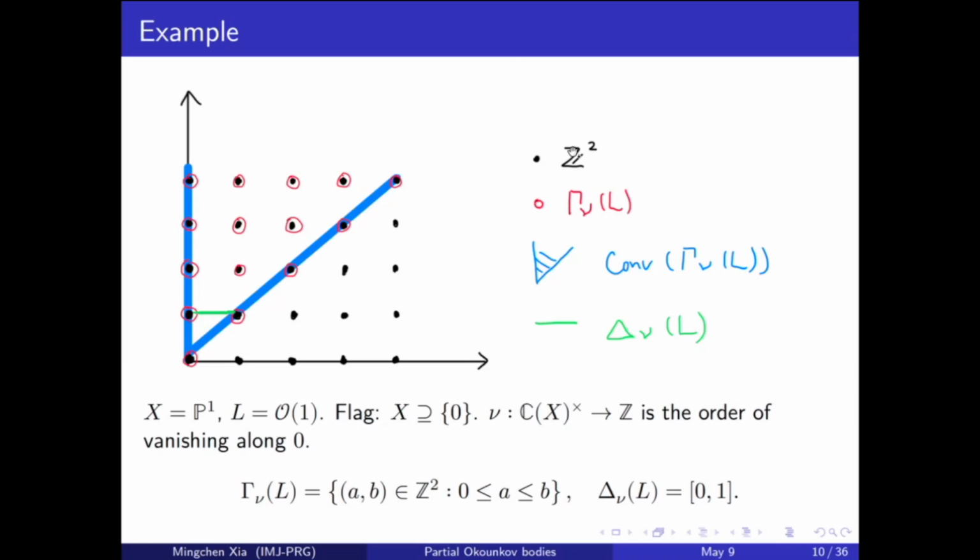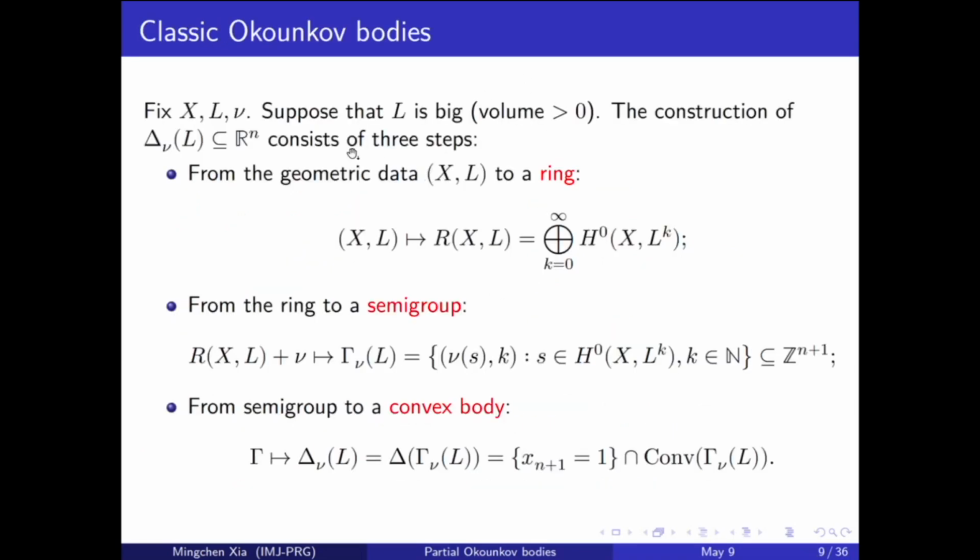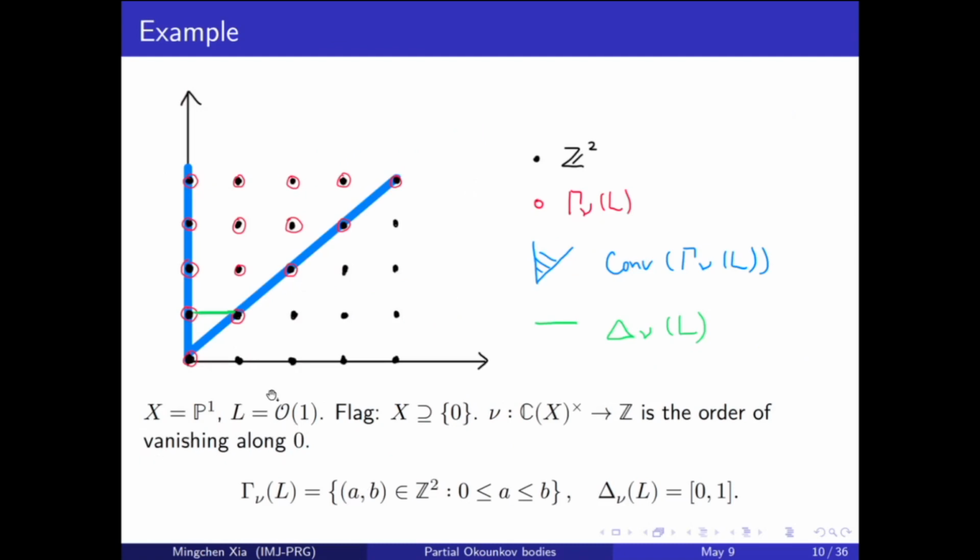And in that case, recall that from the previous part, there are 3 steps to construct the Okounkov body. The first step is to pass from the geometric data to a ring. So that means we consider all of the holomorphic sections of O(k). But the holomorphic sections of O(k) are nothing but the polynomials in one variable of degree k. So that's something very simple to understand.